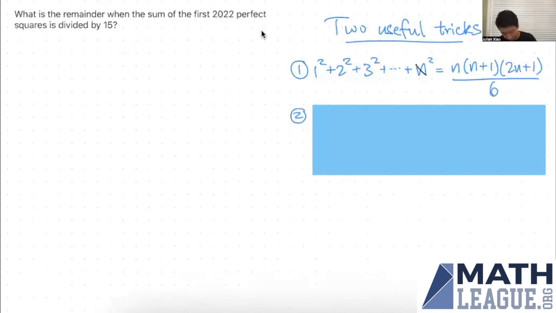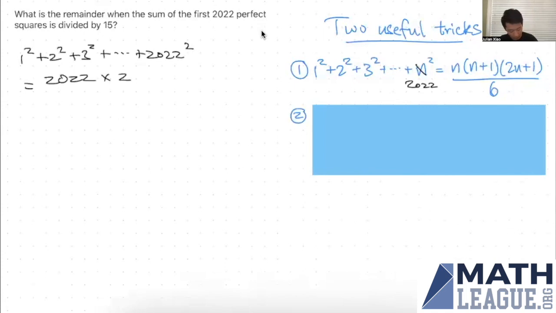If we let n equal 2022, then that's just going to be the sum of the first 2022 perfect squares, which is exactly what we're looking for in this problem. So by letting n equal 2022, the right-hand side of that formula becomes 2022 times 2023 times 4045 divided by 6.